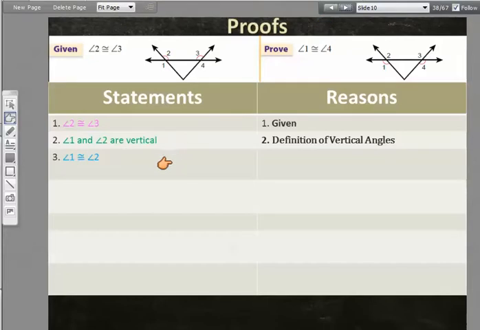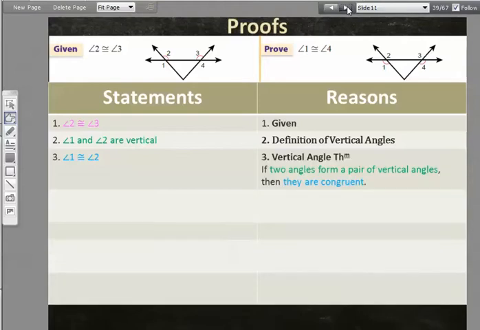So angle 1 is congruent to angle 2. And my reason for this is the vertical angle theorem that we've also learned in these last couple of lessons. And here's what the vertical angle theorem says.